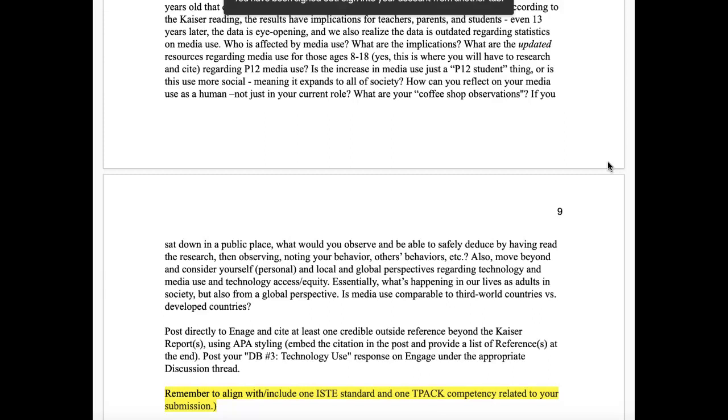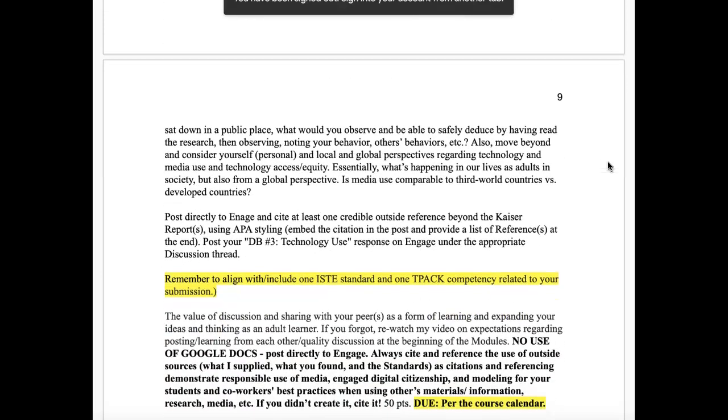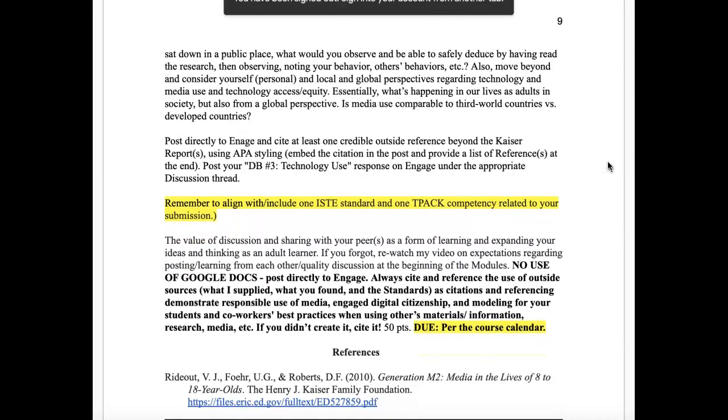Also, move beyond and consider yourself and local and global perspectives regarding technology and media use and technology access and equity. Essentially, what's happening in our lives as adults in society, but also from a global perspective, is media use comparable to third world countries versus developed countries? Post directly to Engage and cite at least one credible outside reference source beyond the Kaiser report using APA styling.